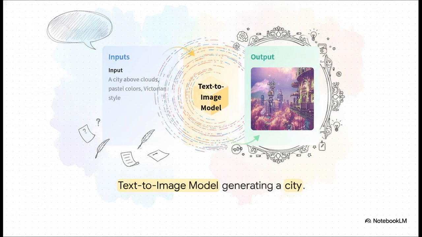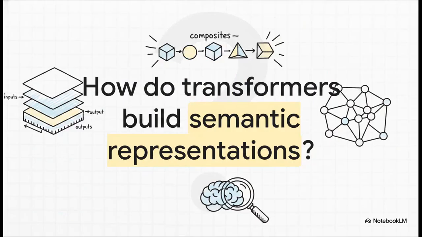We can drop in a text prompt like, "A city above clouds, pastel colors, Victorian style," and a text-to-image model will just completely transform those text tokens into a brand new composite. Boom, a highly detailed image that matches exactly what we asked for. So we've seen the inputs, and we've seen the incredible outputs.